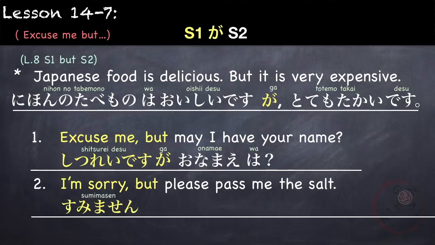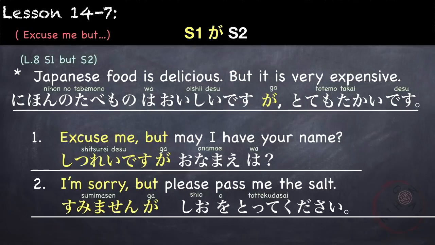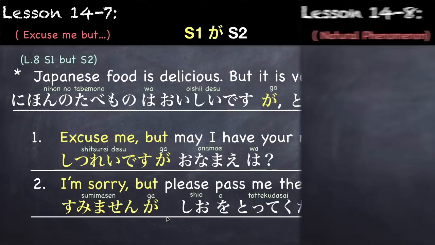すみませんが塩を取ってください。So the main difference between 失礼ですが and すみませんが is that 失礼ですが is usually used to ask for information from the listener such as their name or address or 住所. On the other hand, すみませんが is used when the speaker wants to ask the listener to do something for him or her, such as, please pass me the salt.